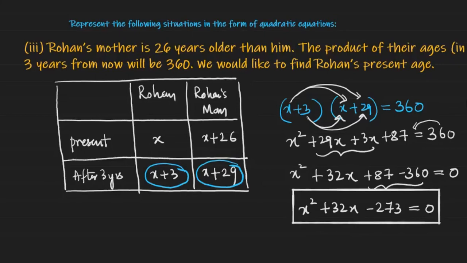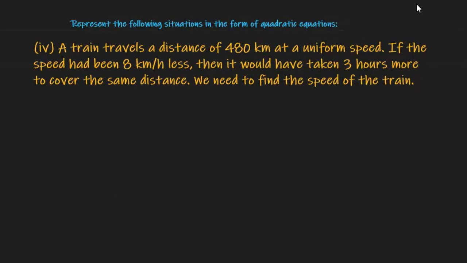And if you solve it and find the value of X, that will be Rohan's present age. And if you add 26 to it, it will become Rohan's mom's age. Now let's look at the fourth situation. A train travels a distance of 480 kilometers at a uniform speed. If the speed had been 8 km per hour less, then it would have taken 3 hours more to cover the same distance. We need to find the speed of the train.